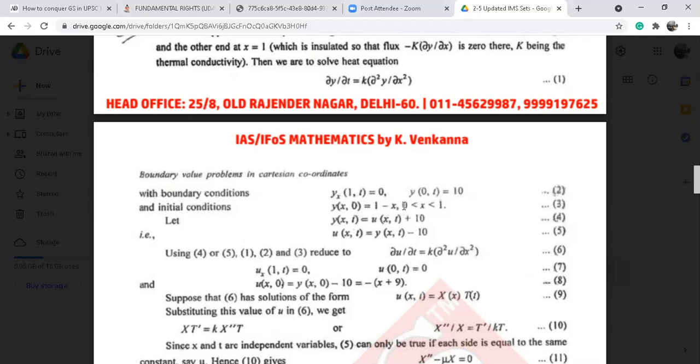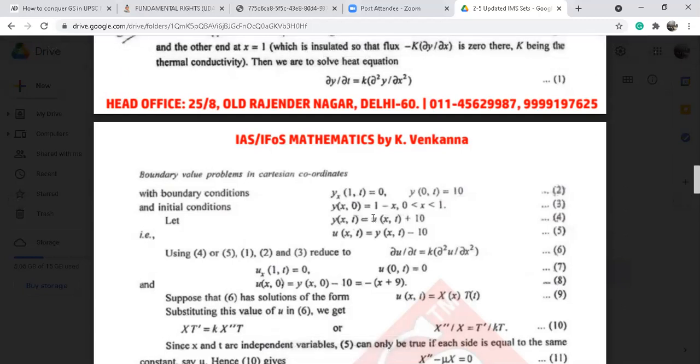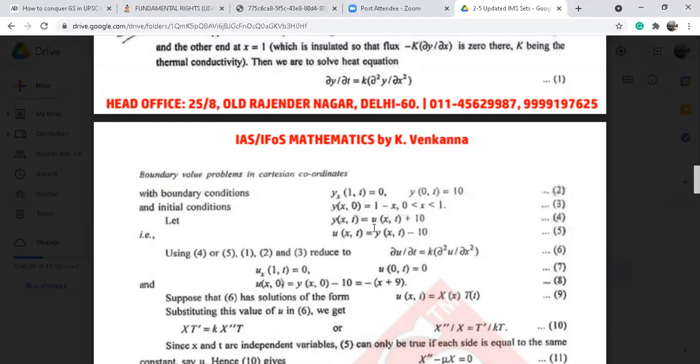Now, writing the solution, I told you that whenever there is a non-zero temperature, we divide the solution into two parts: the transient solution and the steady state solution. Here, because the temperature is not changing, you don't need to derive a solution for it. You can directly use 10. So they wrote the transient solution as u of x,t, plus the steady state solution, which is always 10. So you will get u of x,t equal to y of x,t minus 10.